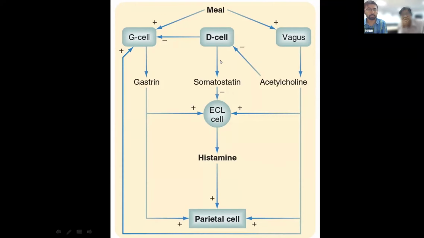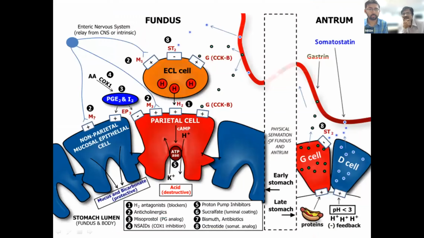Now, apart from this, we have the role of the D cell. The D cell releases somatostatin. The role of somatostatin is to inhibit the ECL, the enterochromaffin-like cell, and also to inhibit the G cell. So basically, somatostatin inhibits the secretion of acid from the parietal cell. Through this diagram, I hope to make this a little clearer because it presents everything more clearly.